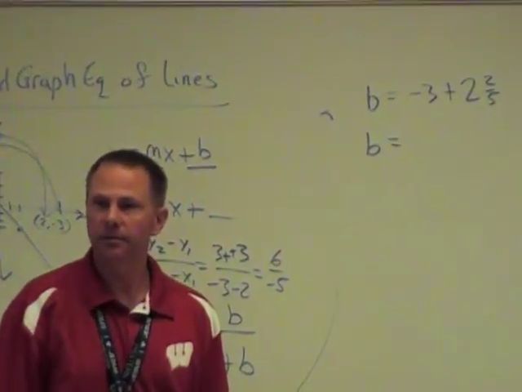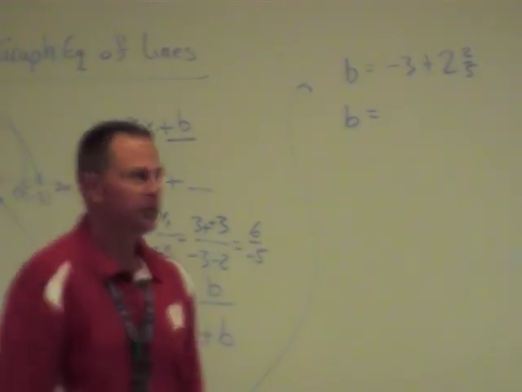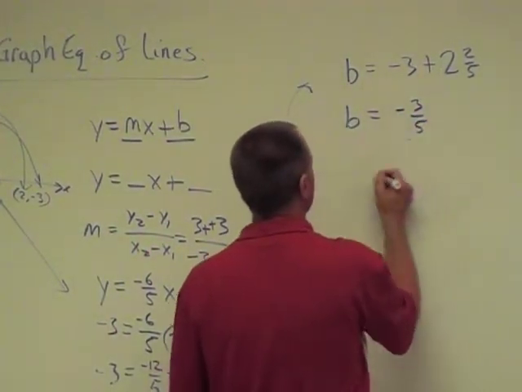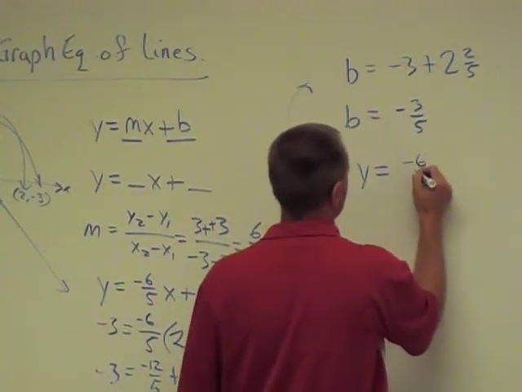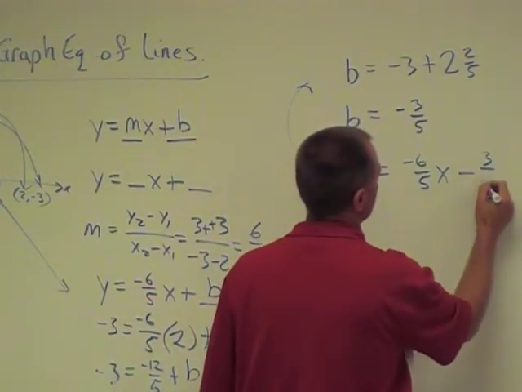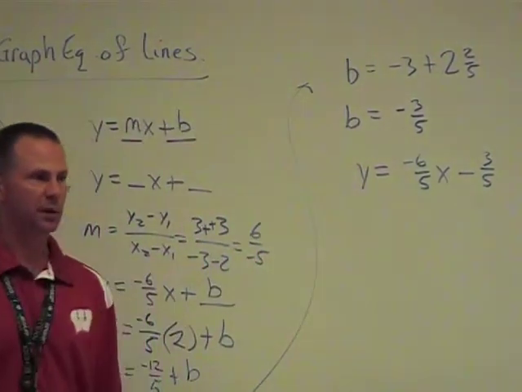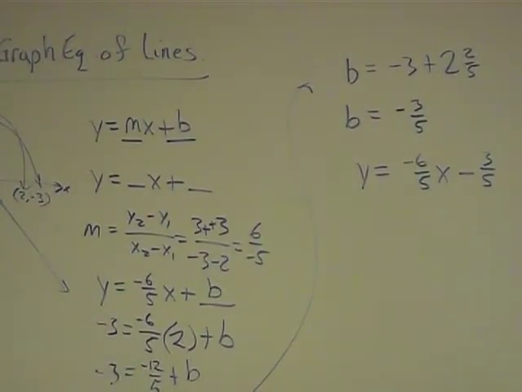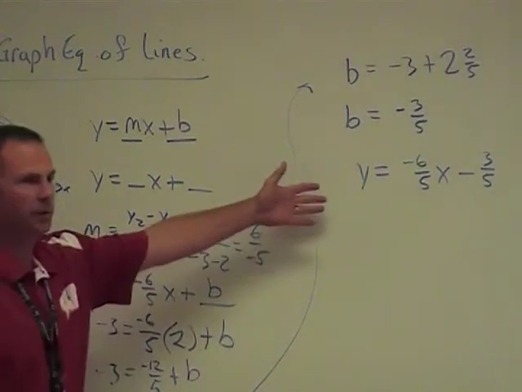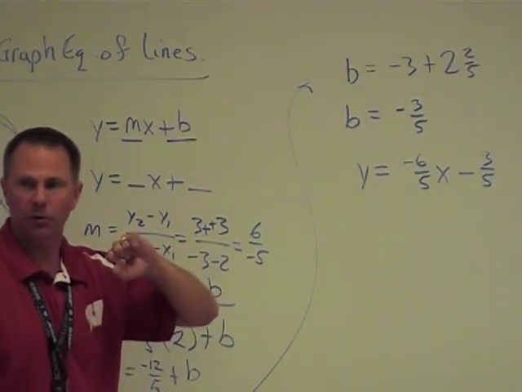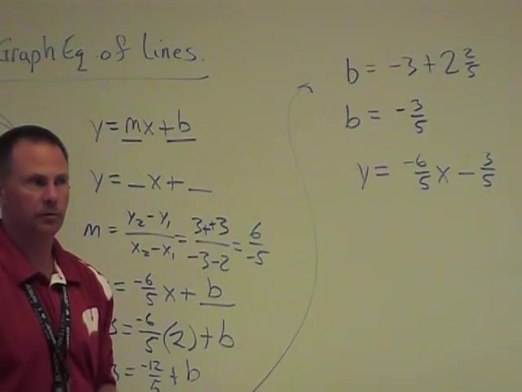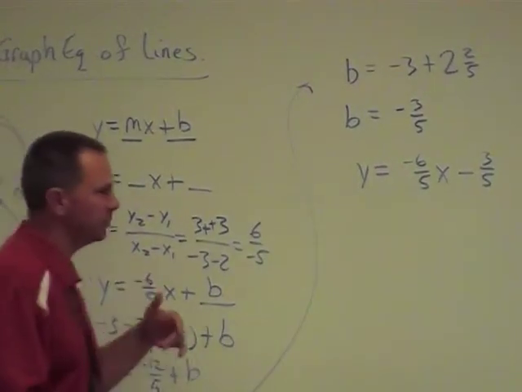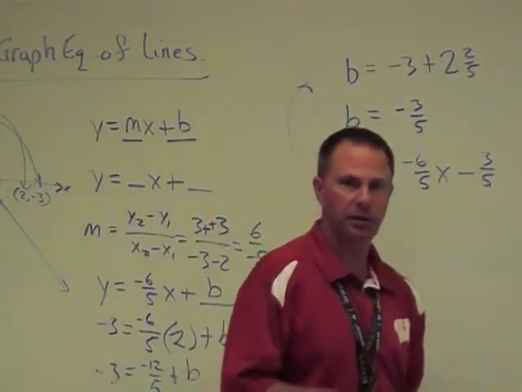So what do we get? Negative 3/5. That's b. Then you have to rewrite it. So the slope again is negative 6/5, and my intercept is negative 3/5. So that's your equation. What do you do? Step 1, find your slope. Step 2, substitute one of the coordinates in for your x and y. And then the last thing, rewrite the equation. Alright, so this is all review from Algebra 1. If you need to write those steps down, write them down.